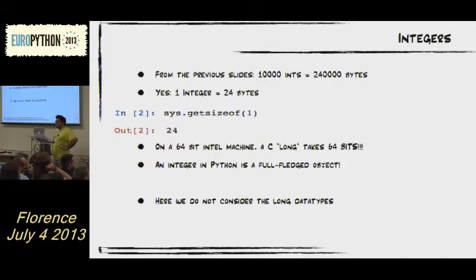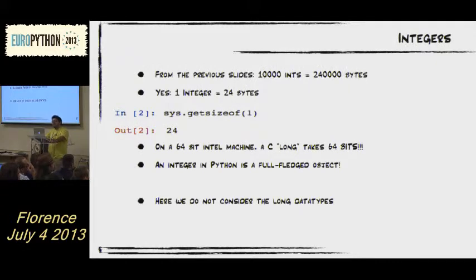And we start with the integers, about the internals of implementation performance details. We had seen in a couple of slides ago that 10,000 integers take 240,000 bytes. And yes, one integer takes 24 bytes in Python. And for example, on a 64-bit Intel machine like this one, a C long takes 64 bits, which is 8 bytes.